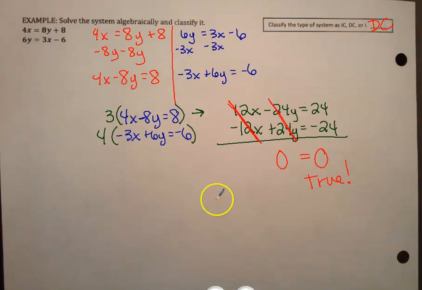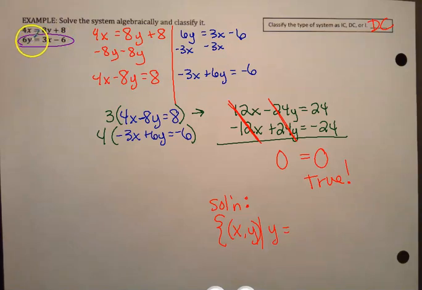All right, and so our solution is that set notation for the ordered pair xy such that y equals. And there we have it again. We don't have y equals. We don't have it in slope-intercept form. So we need to take one of the equations. I'm going to take this one because the y is already there. Okay, so I'm going to take the 6y equals 3x minus 6. Divide by 6.